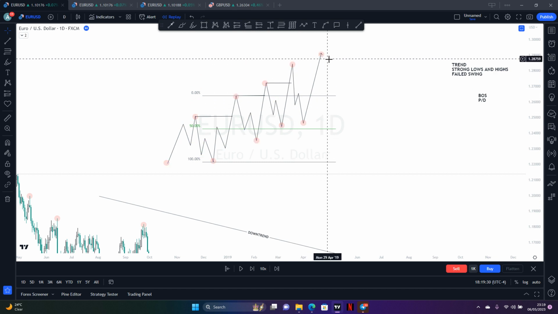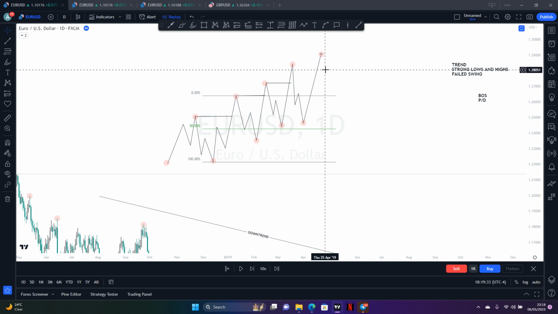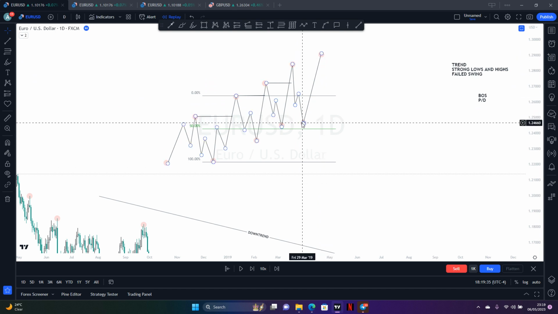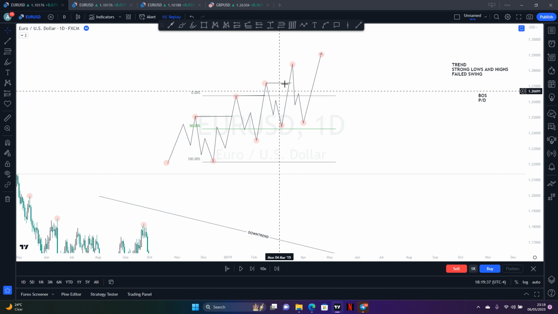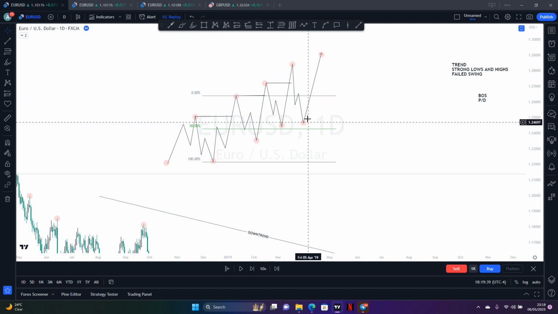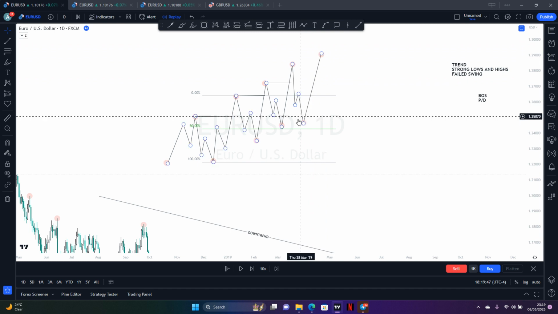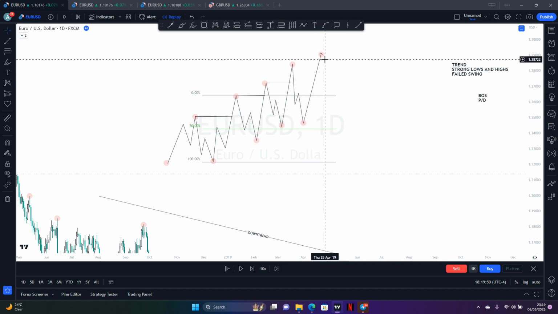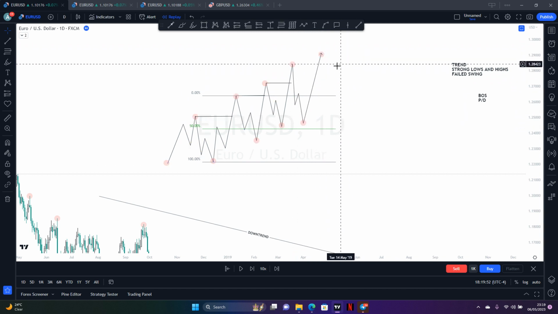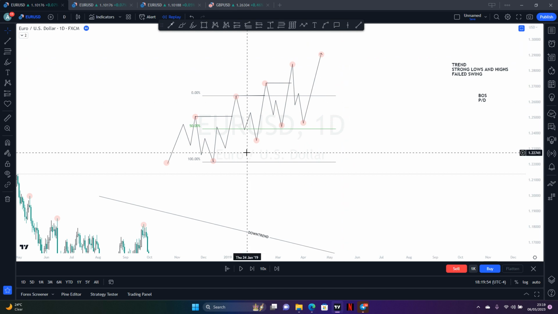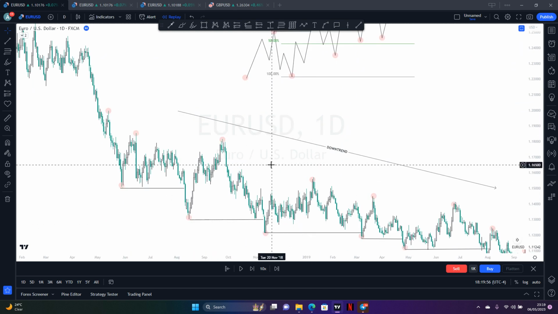So we can only call a market structure shift if this low is taken out, because we are in an uptrend. So this low needs to be taken out because it was the last valid low. It needs to be taken out for us to call this a market structure shift. But if this low is protected, we should now be looking for these highs to be taken out to call this a continuation in trend. And that is exactly what is happening.